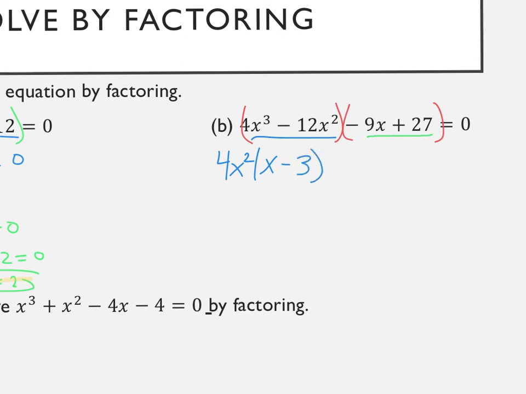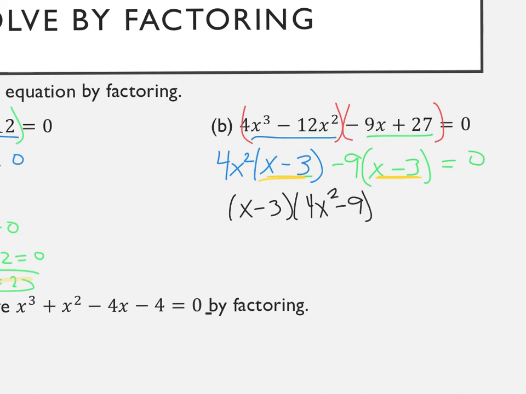In the back 2, for negative 9x and 27, remember I want it to match x minus 3. So if the 9x is negative, I want to take out a negative 9, because it's going to change both signs in those parentheses. We know negative 9x divided by negative 9 is positive x, and 27 divided by negative 9 is negative 3. Notice these match, so we can factor them out. So x minus 3 times 4x squared minus 9.